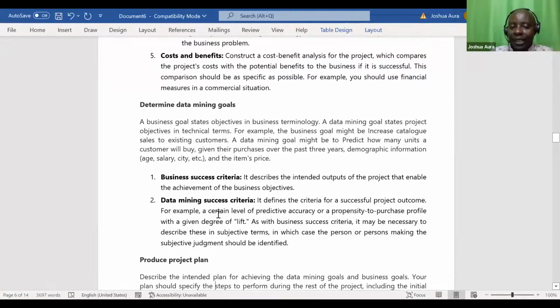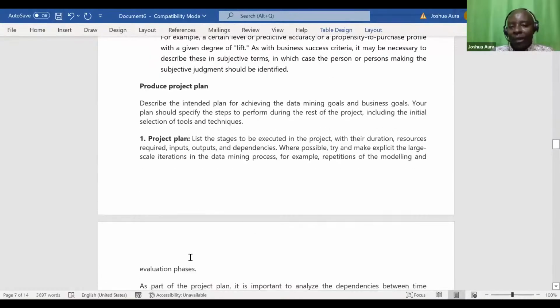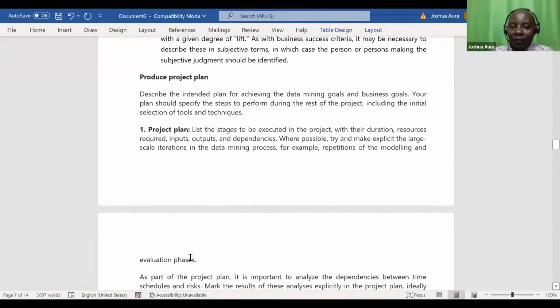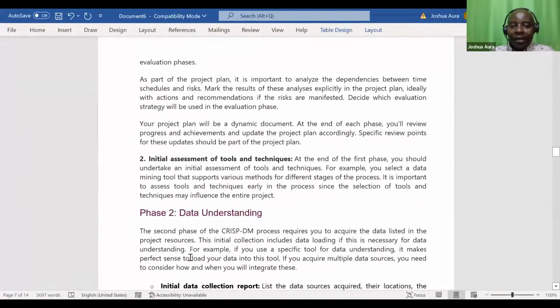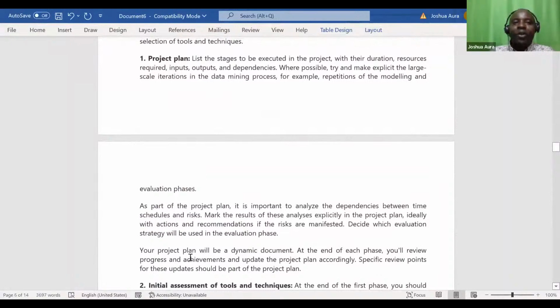Still, when I'm trying to do business understanding, I must produce, I'm repeating this again, a project plan. So the project plan is very, very important there. I can just read this on your project plan: list the stages to be executed in the project with their durations, the way we are drawing this particular network questions in quantitative analysis, come up with the activities, give us their durations. If you would want to even draw a Gantt chart, resources required, inputs, outputs, and dependencies.